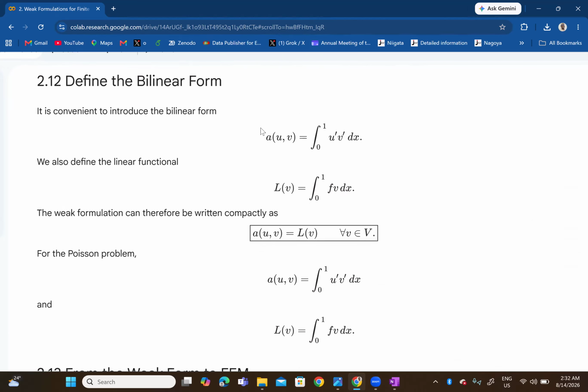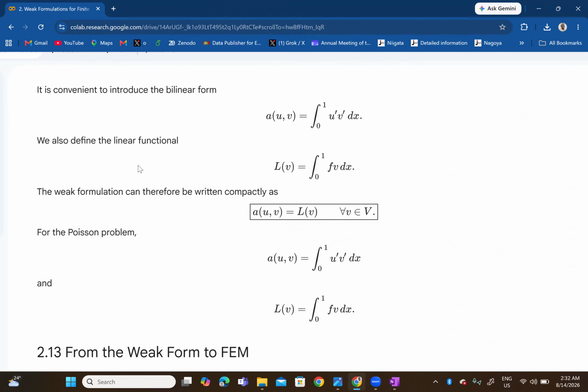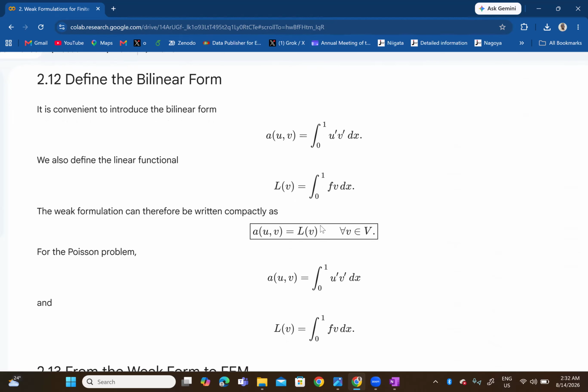Then we go on to define the bilinear form. It is convenient to introduce a bilinear form A(u, v), which is equal to the integral from 0 to 1 of u prime v prime dx. We also define the linear functional L(v), which is equal to the integral from 0 to 1 of f v dx. So the weak formulation can therefore be written compactly as A(u, v) = L(v) for every v belonging to V.